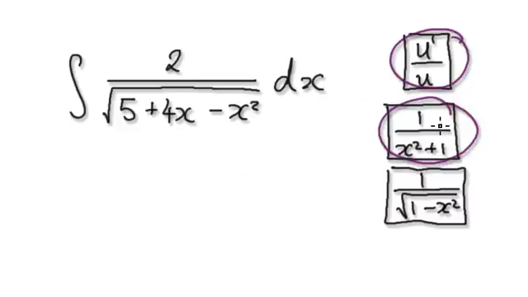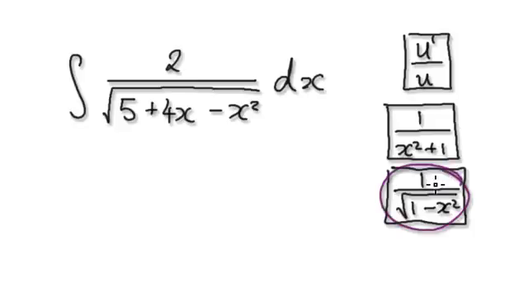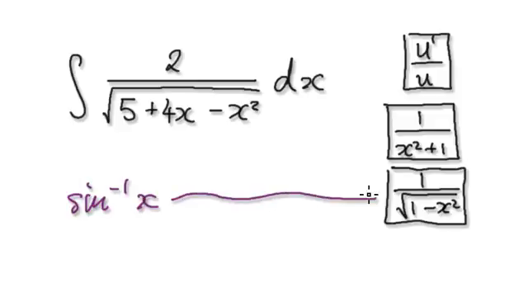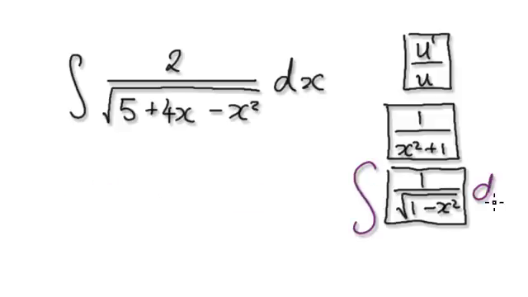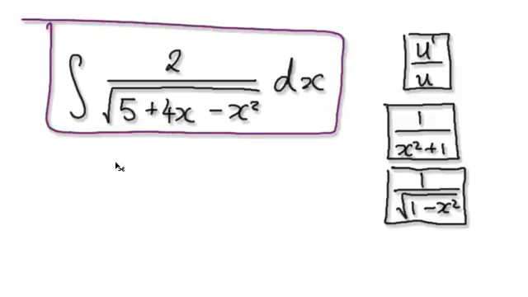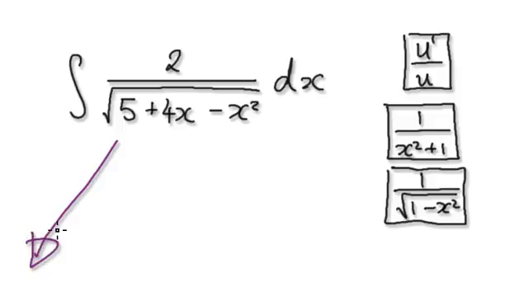Keep an eye out for this, and now keep an eye out for this, because when you differentiate inverse sine of x, you would get something along the line of this. So if you integrate this, you should get something along the line of inverse sine of x. Bear that in mind. So now integrate this. I will tell you the answer in the next video, but press pause and have a go.